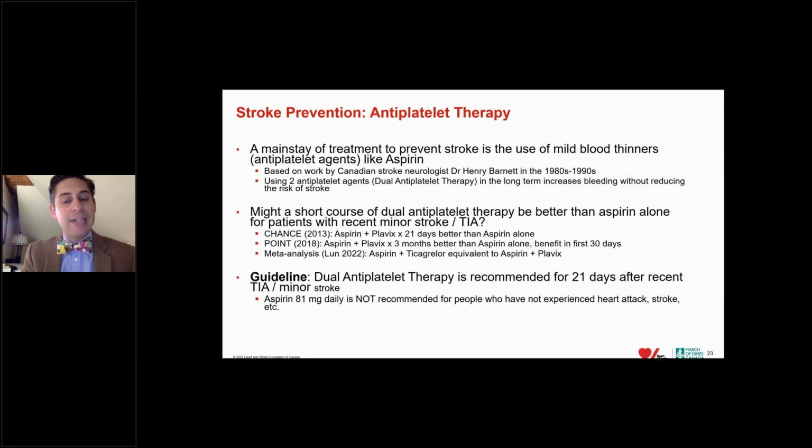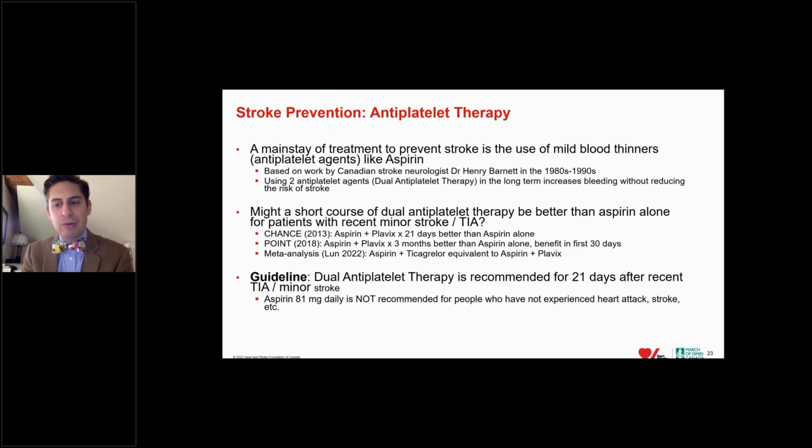We have now learned that a short course, a combination of 2 blood thinners, either aspirin and something called clopidogrel or Plavix, or aspirin plus something called ticagrelor or Brilinta, is actually slightly better than aspirin alone in the first 3 weeks after stroke. And so our updated guideline statement on stroke prevention that came out in 2021 states that dual antiplatelet therapy is recommended for 21 days after a recent minor stroke, or what we call a TIA.